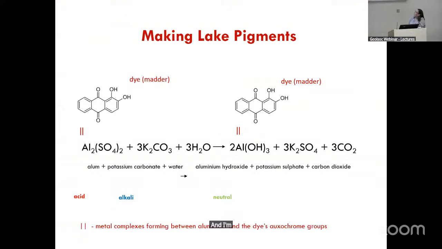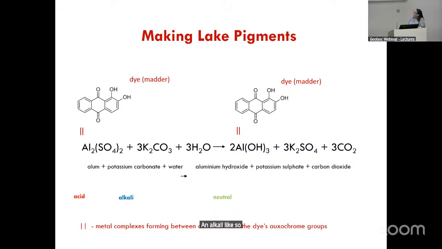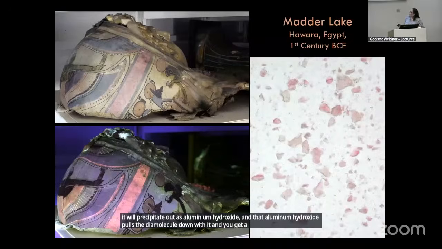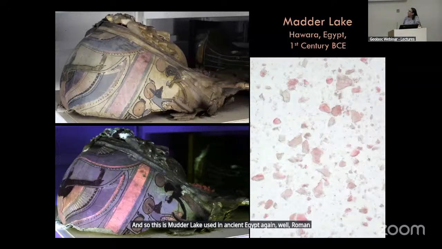And I'm not going to go through this, but basically the reaction is you use alum and an alkali like sodium carbonate or potassium carbonate, dissolved in water, and it will precipitate out as aluminium hydroxide. And that aluminium hydroxide pulls the dye molecule down with it, and you get a coloured material. And so this is madder lake, used in ancient Egypt again, well, it's Roman period Egypt, and in thin section on the side, and this is a dye as part of these aluminium hydroxide compounds. It's called a lake pigment.